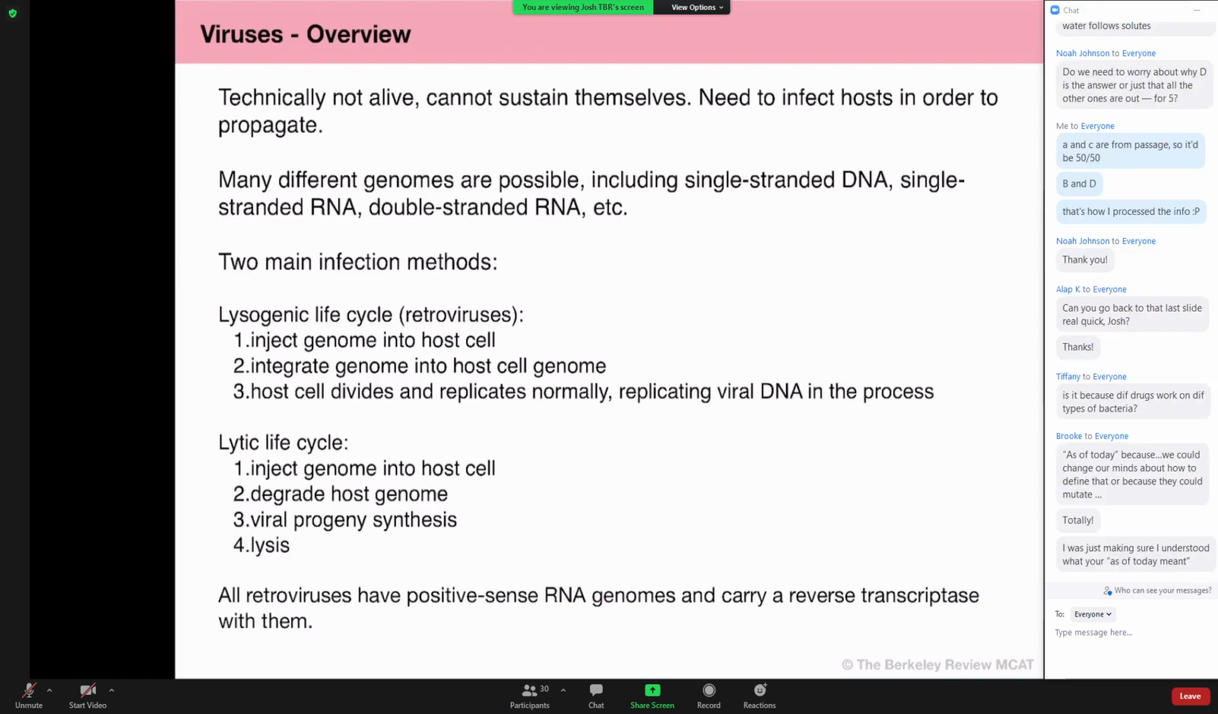So we'll go over the lysogenic and the lytic life cycle, okay, which is either inserting themselves into the host's actual genome and being dormant, or where they actually can lyse the cells to multiply, to spread. Okay. And so if you hear the word retrovirus, right, that just means that it's an RNA virus that has a positive sense RNA genome, right? And it carries a reverse transcriptase.